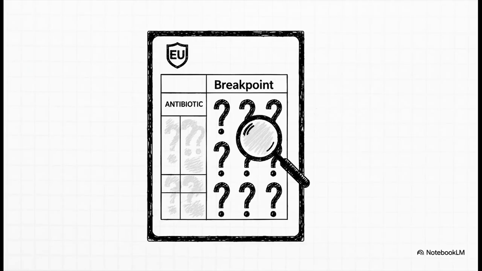But here's the kicker, and this is a major headache for every clinical lab out there. EUCAST, the European Committee on Antimicrobial Susceptibility Testing, has not yet published official, species-specific clinical breakpoints for Fusobacterium nucleatum. This creates a ton of uncertainty when you're trying to interpret your susceptibility results and guide therapy.